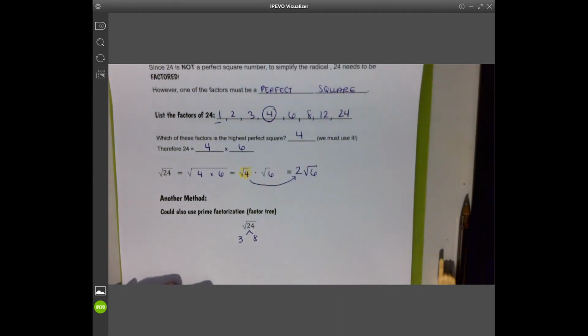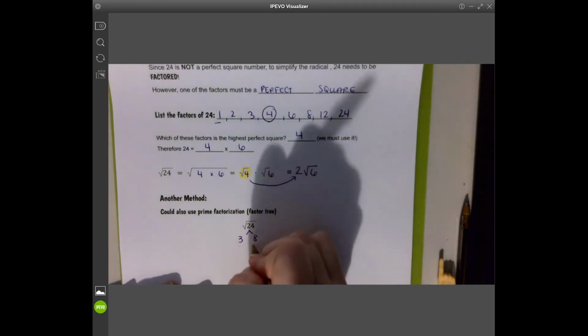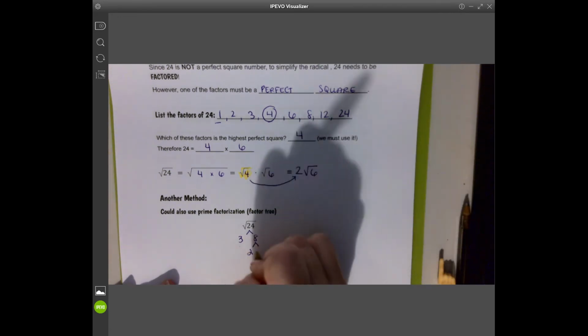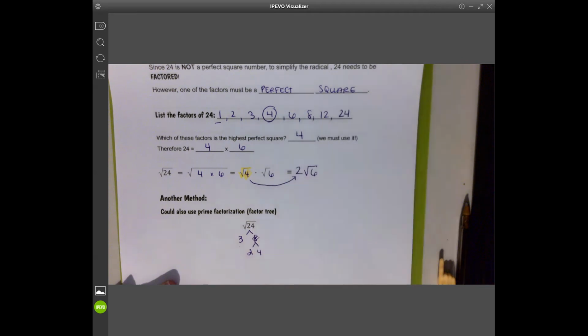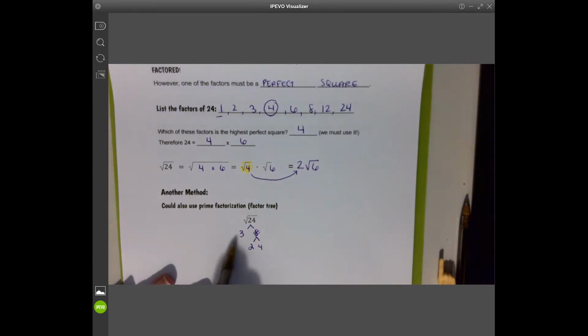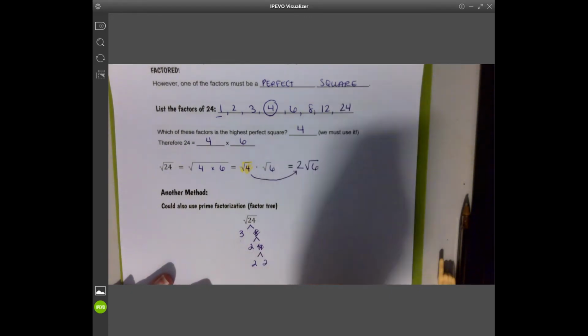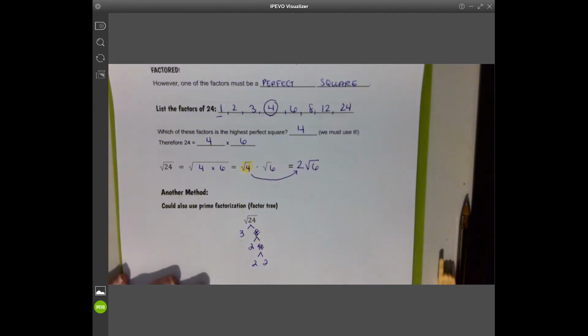So we can stop at any time we have a prime number, and anything else needs to be continued to be broken down. So since 3 is prime, we're going to stop there, and we're going to continue to break down 8. What 2 numbers multiply to make 8? So I have 2 and 4. I'm going to kind of cross out 8 so I know I used it. So now I know I have 3, 2, 2 is prime. Now we're going to go to 4, and I have 2 and 2. Again, kind of cross out that 4 so I know I used it. So here are all the factors that make 24 in the prime factorization method.